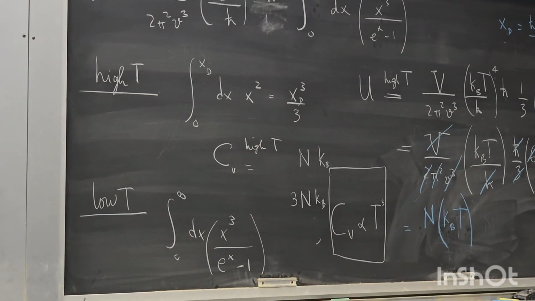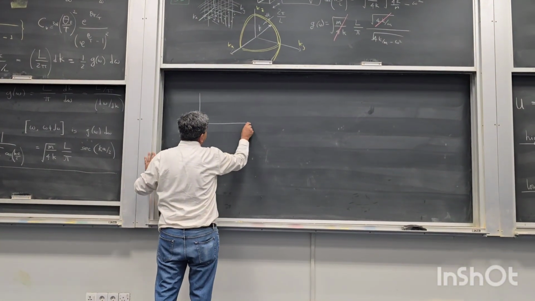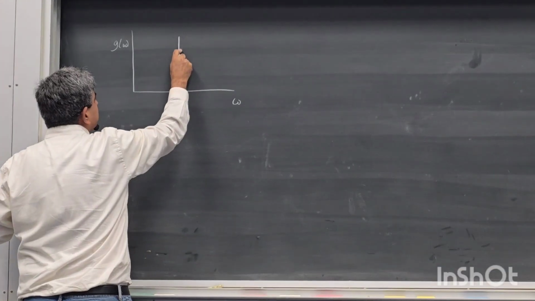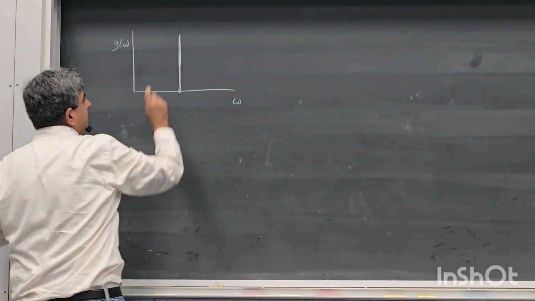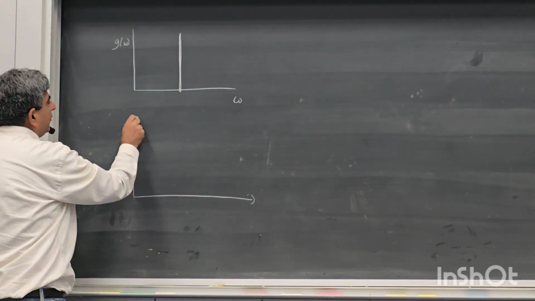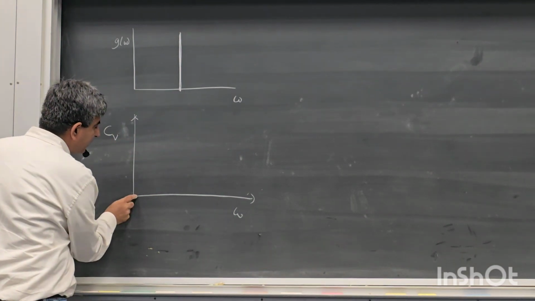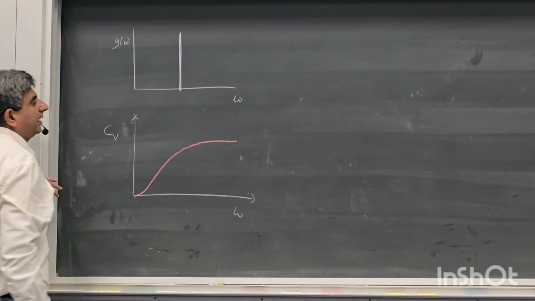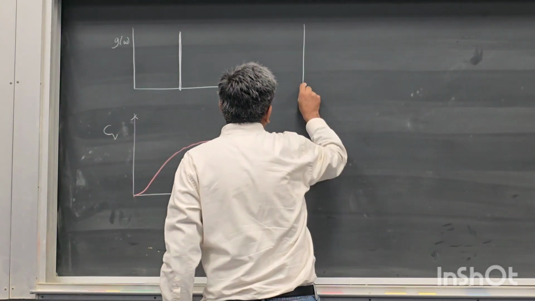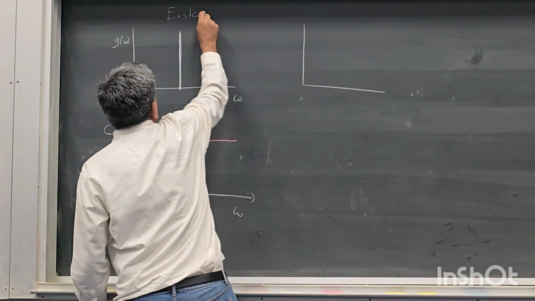All in all, what we've seen is that in the Einstein model, you have a density of states given by a Dirac delta function. Only one mode exists, and you get a curve for your heat capacity that starts off at 0 and plateaus off to 3N kB. For the Debye model, this is the Einstein model.